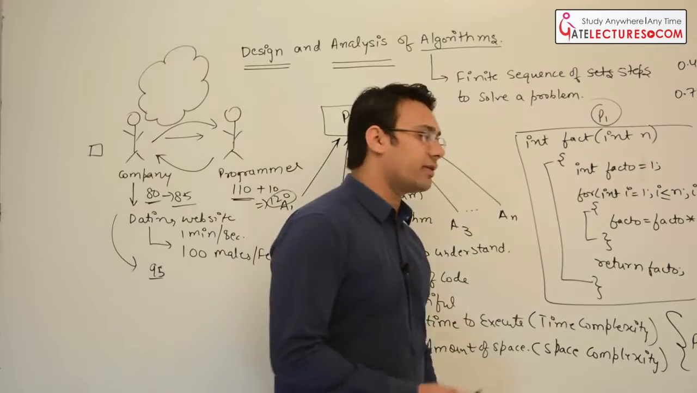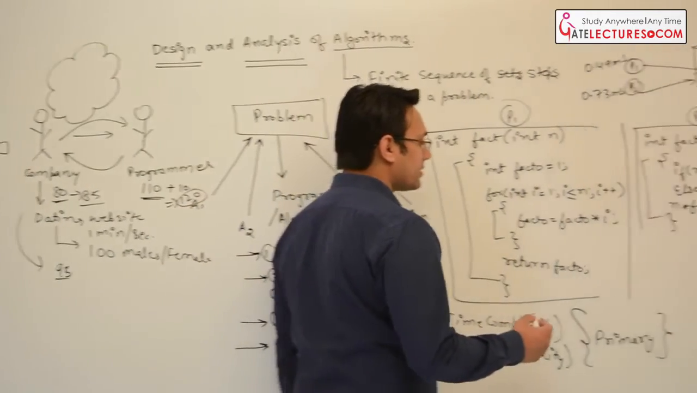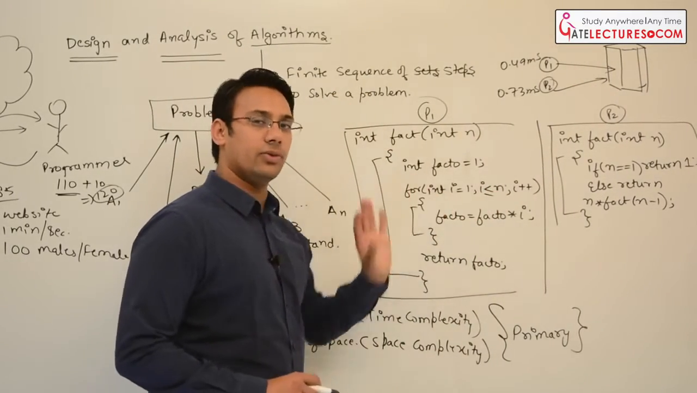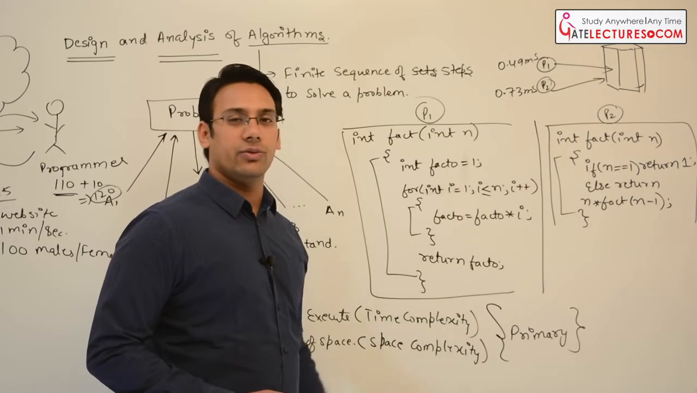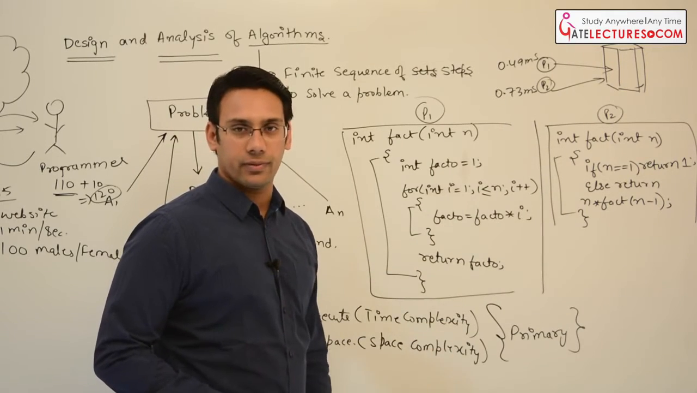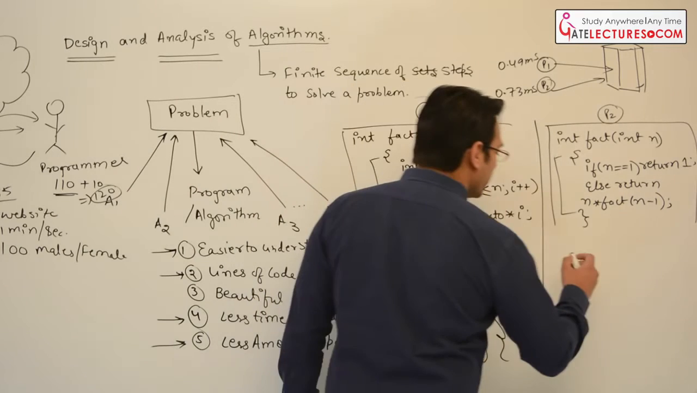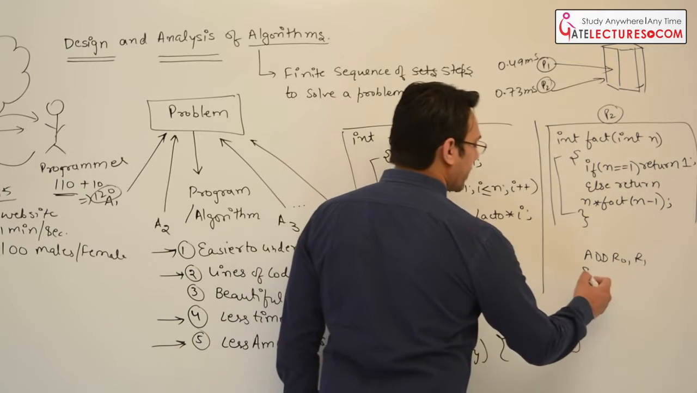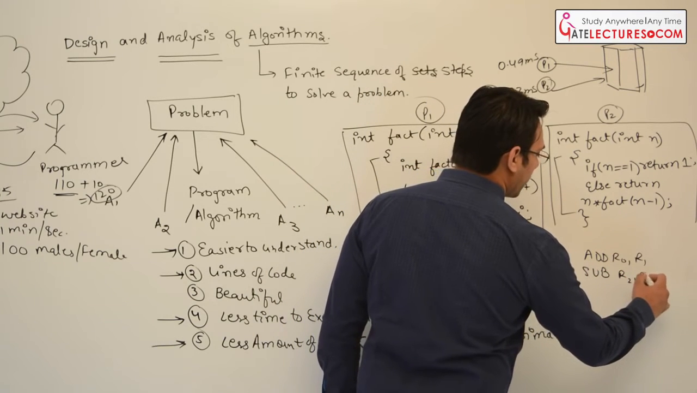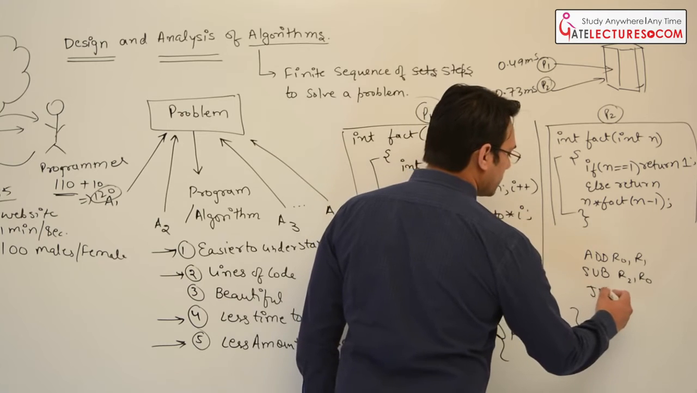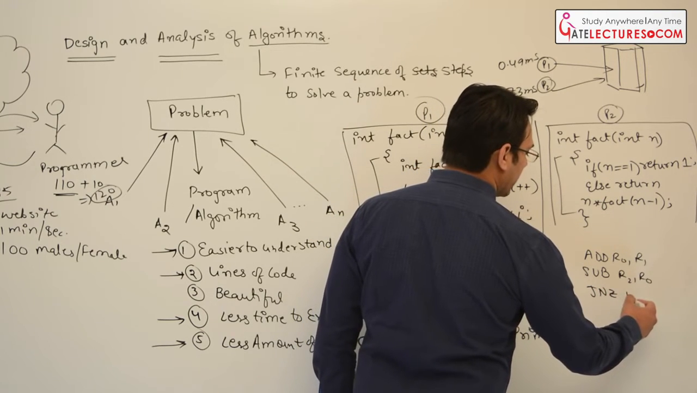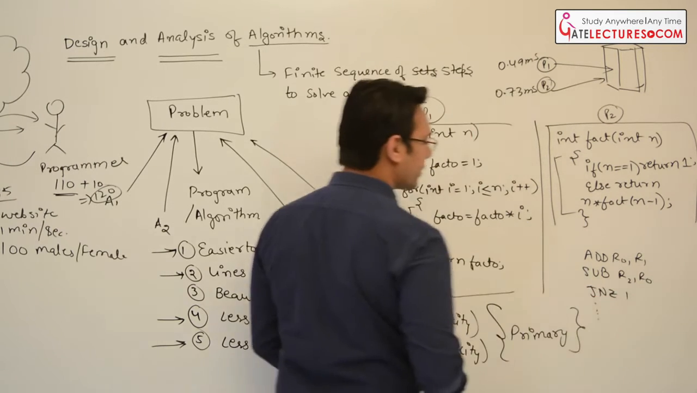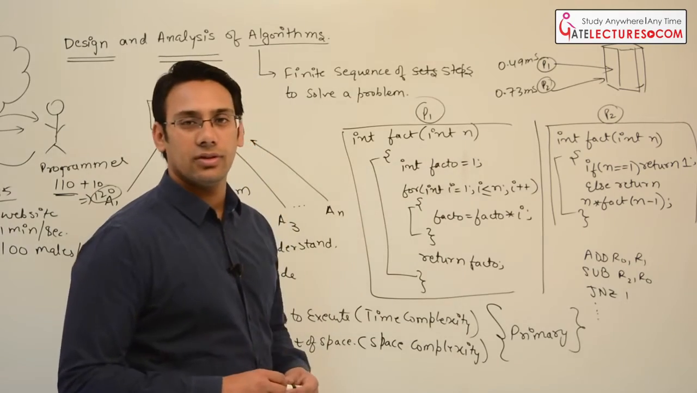Now what does it mean? Whenever you execute this program and give it to your compiler, the compiler is going to convert it and give you assembly code, right? Let us suppose we have some random assembly code which is add R0, R1, subtract R2, R0, jump if non-zero to instruction, let us suppose line 1, or jump if 0 or whatever. You have some instructions here. You may also have a multiplication instruction, right?